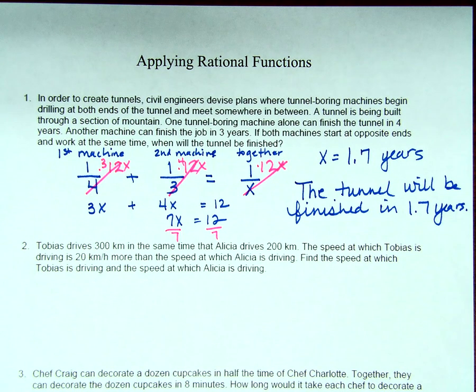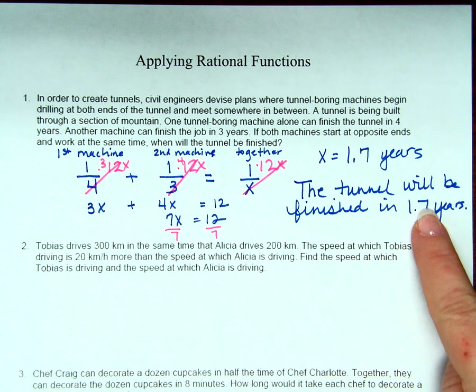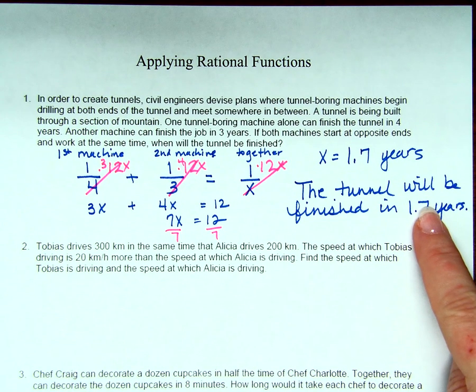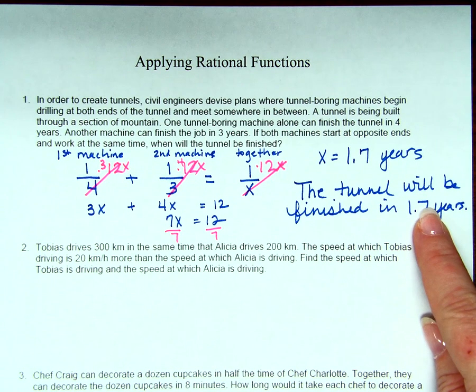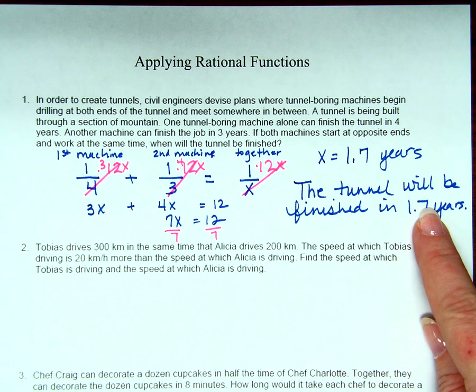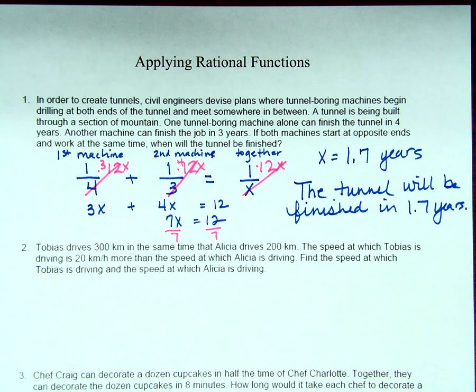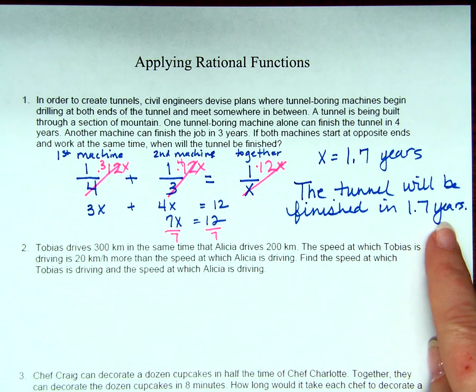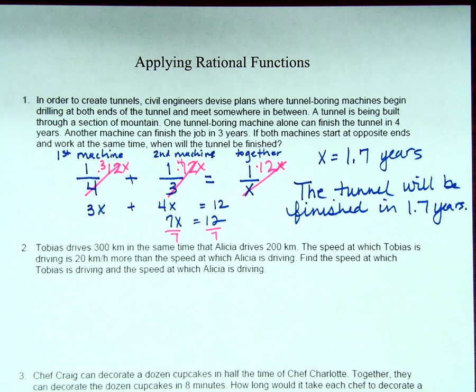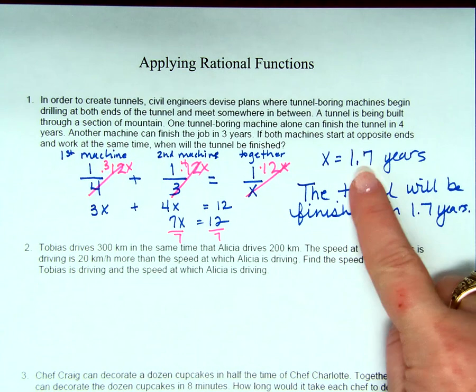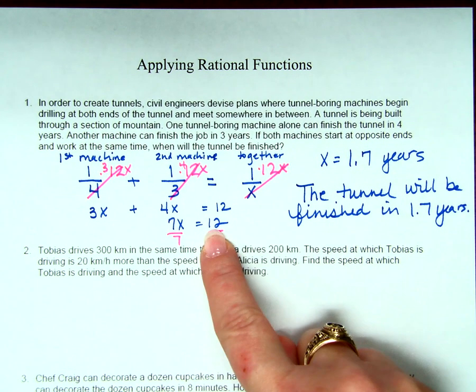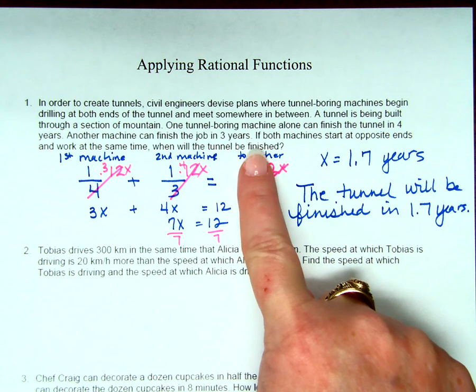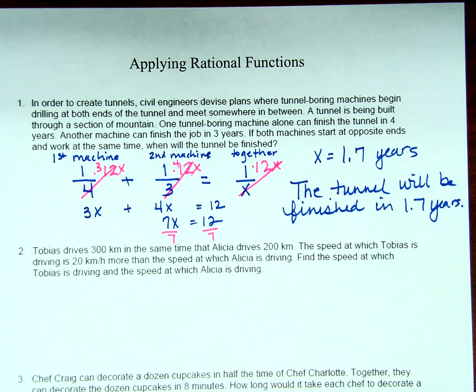Please, please. Okay. If it was 1.75, which it's pretty close to, that would be 9 months, right? Because it's 3/4 of a year. Okay? 1.75 years is a perfectly acceptable answer for us in this situation. But please don't be that person. Okay? This is the answer to the equation. This is the answer to the question. Make sure you have both answers. Got it?